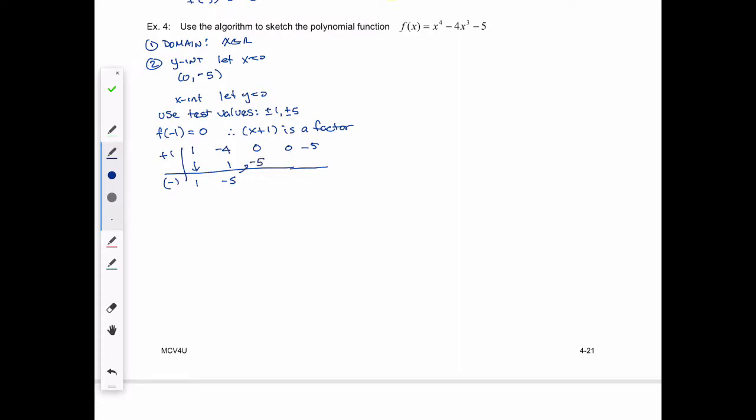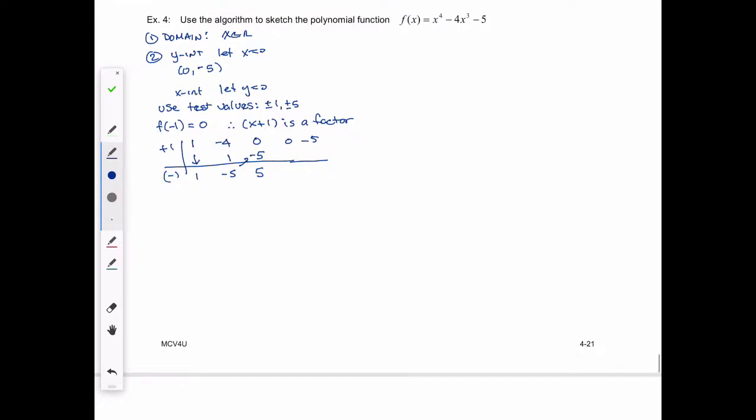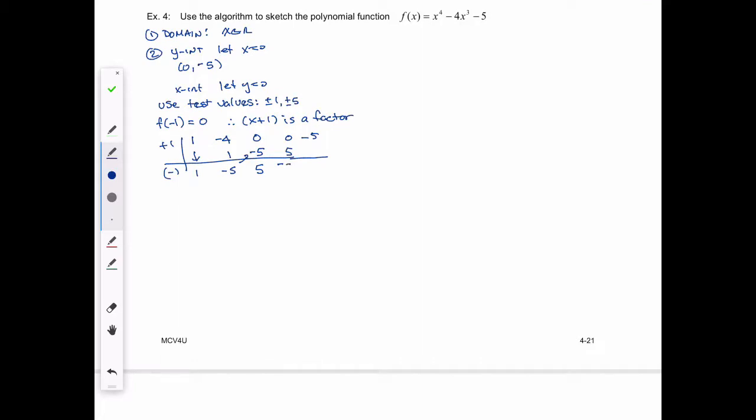Pen stopped working. Subtract again. So 0 subtract -5 is going to be +5. Multiply 5. Subtract -5. Multiply -5. Subtract 0 remainder, which kind of reinforces what we did before, right? So we know that, therefore, f of x is equal to x plus 1 times x to the exponent 3 minus 5x squared plus 5x minus 5.